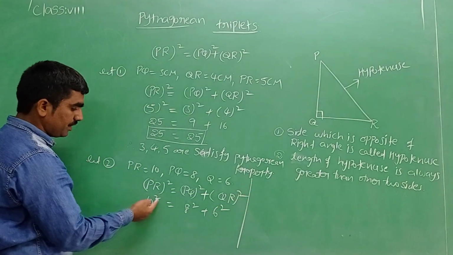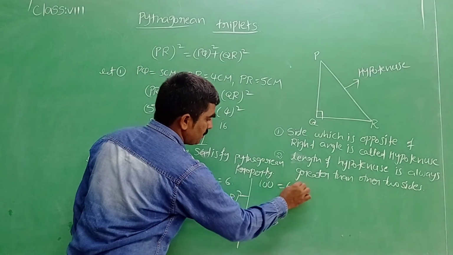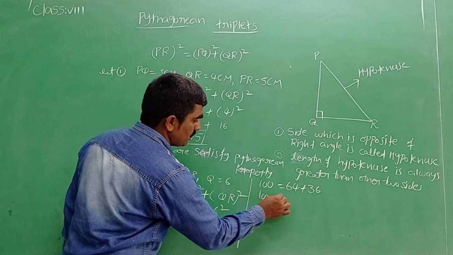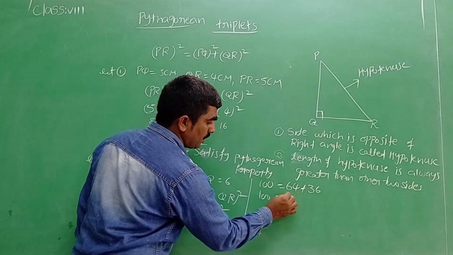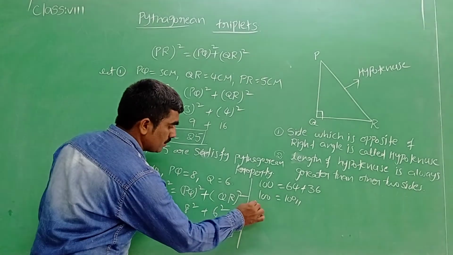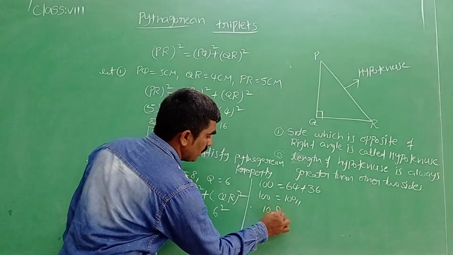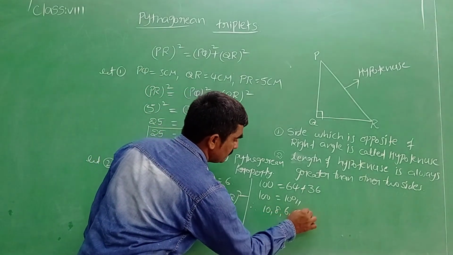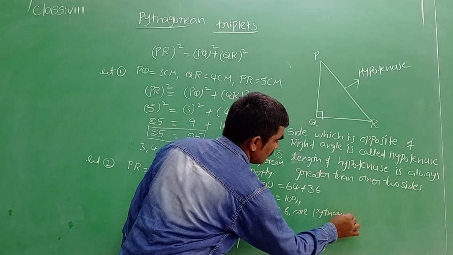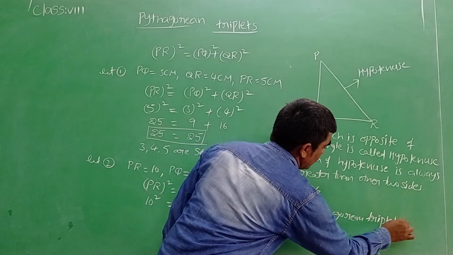Let me write here: 10 square is 100, equal to 8 square, 64, plus 6 square, 36. So 100 is equal to 64 plus 36, which is 100. Yes, LHS and RHS are both equal. Therefore 10, 8, 6 are called Pythagorean triplets.